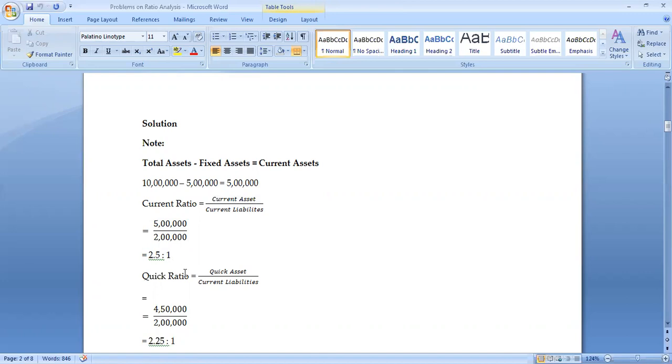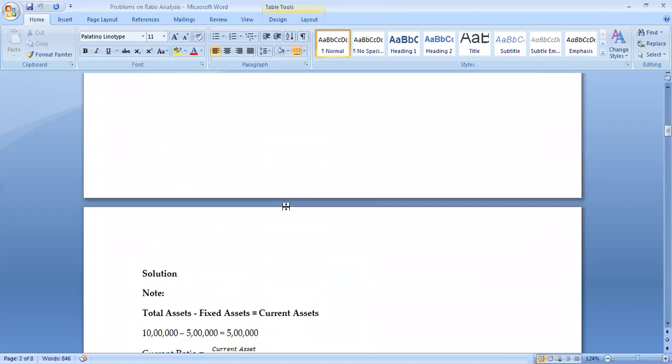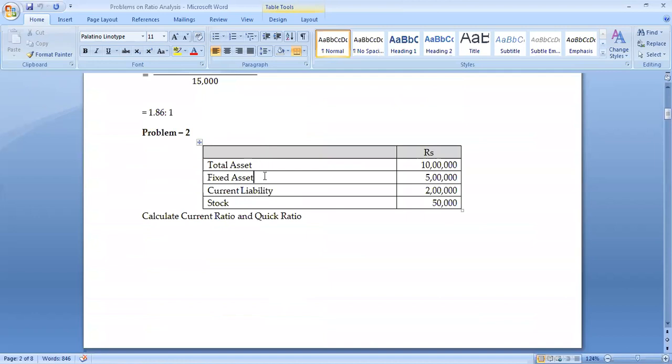Now the quick ratio. Quick ratio includes all the assets, that is current assets, except the stock.